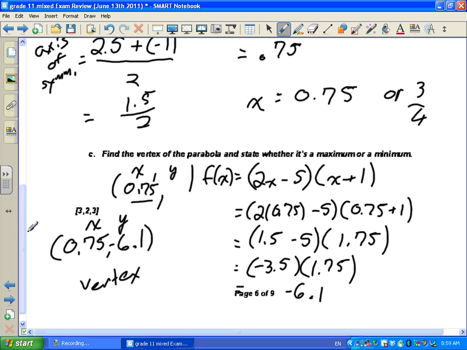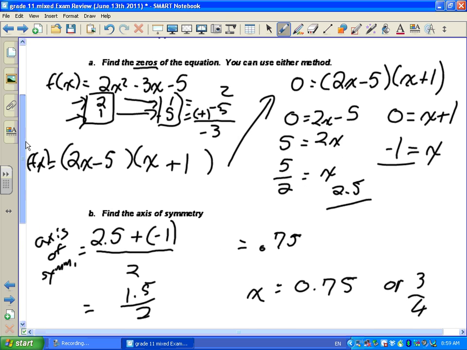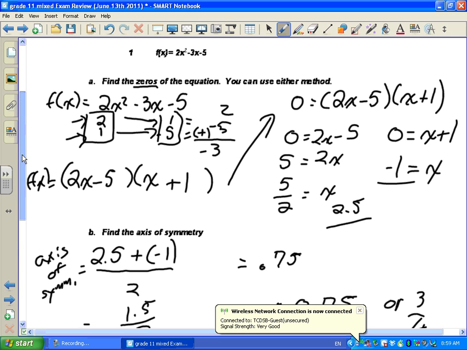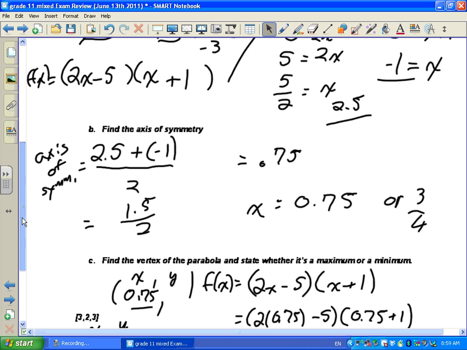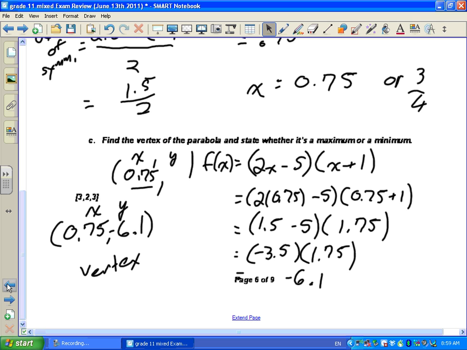So that would be putting everything together. Starting in standard form, moving to factored form to find our x-intercepts, and finding the axis of symmetry, which is also the x value of the vertex, and then plugging that value into either the factored or standard form to find the y value of the vertex.